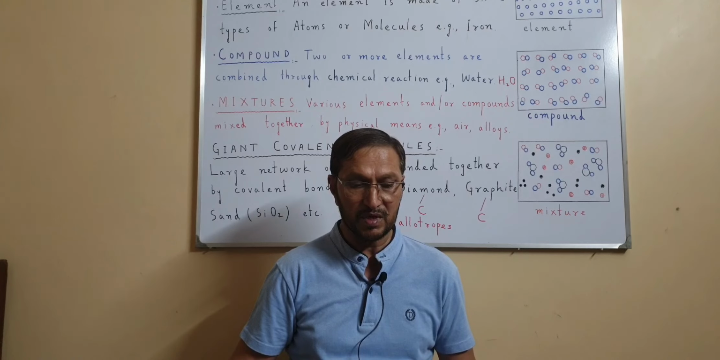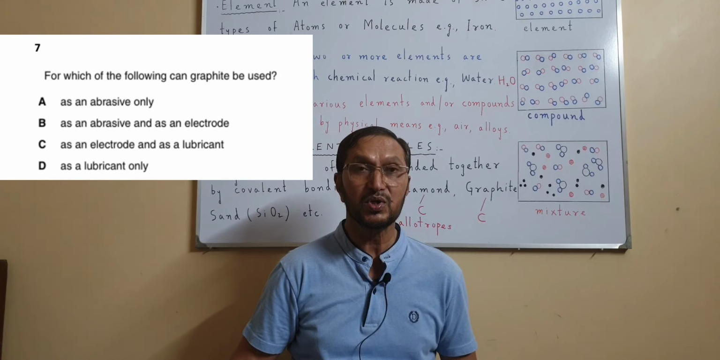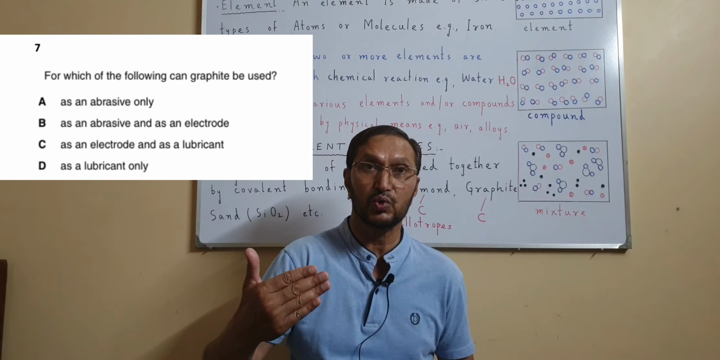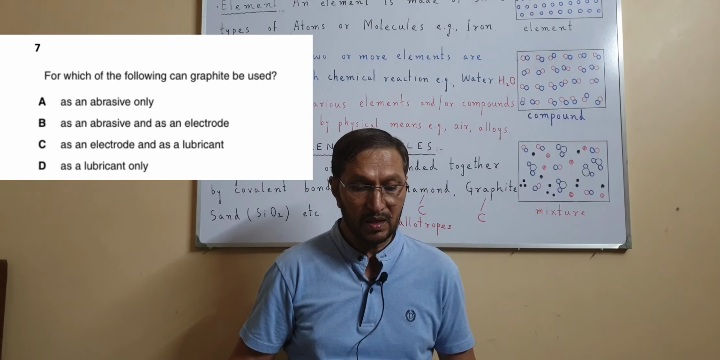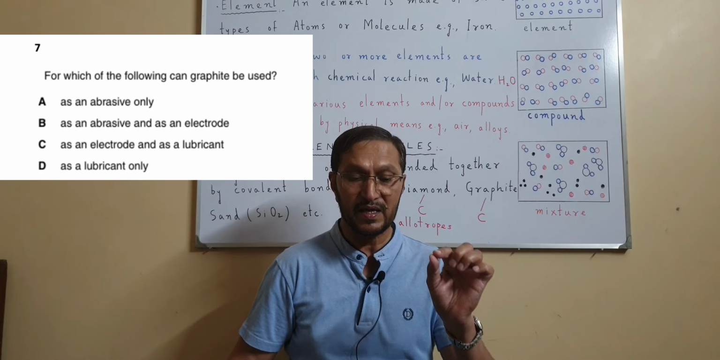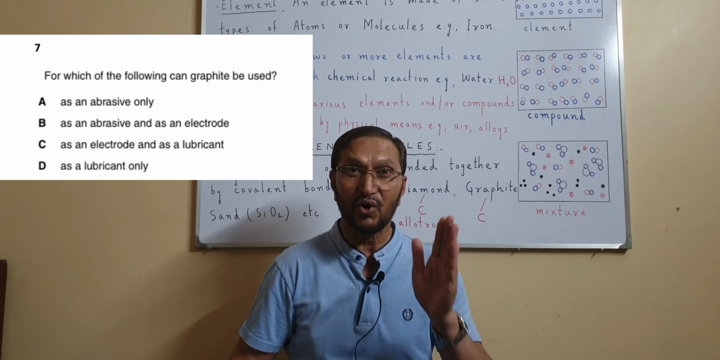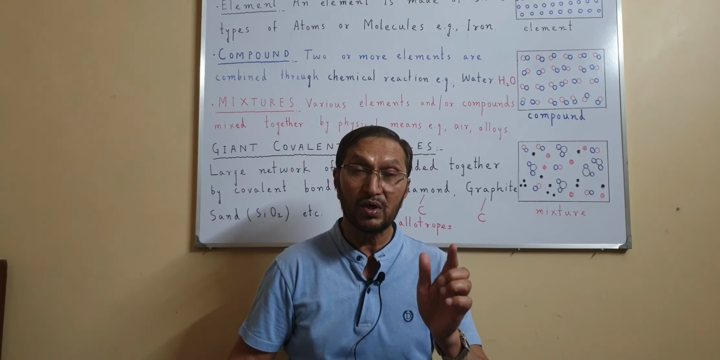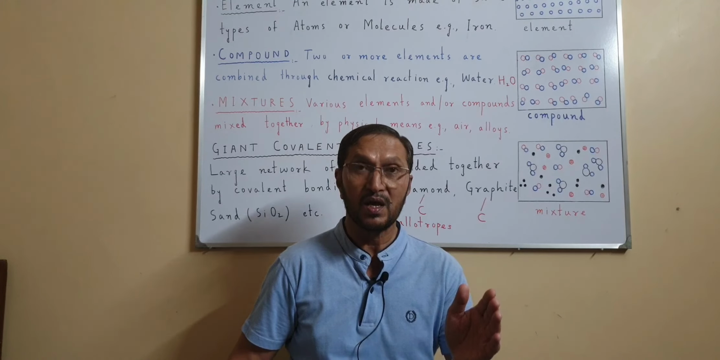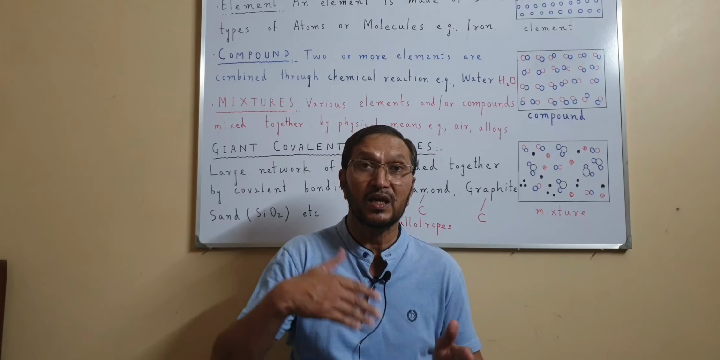Next, question number 7: for which of the following can graphite be used? Graphite, as I told you, is a giant macromolecule. So it is used as an electrode and it is used as a lubricant. So option C, because graphite, remember, is the only non-metal which is a conductor of electricity. That's why it is used as an electrode. Another use of graphite is that it is used as a lubricant in engine oils.